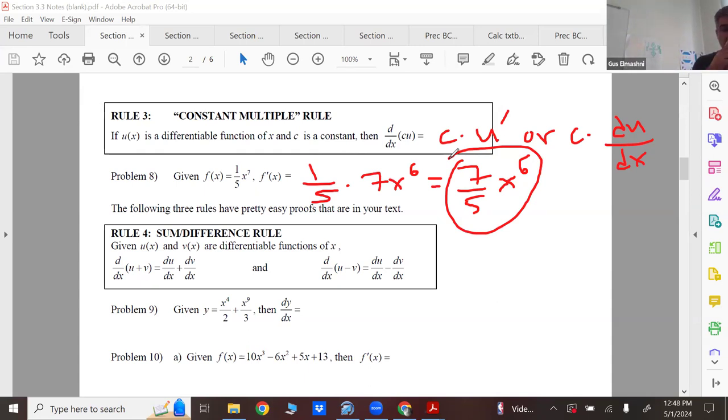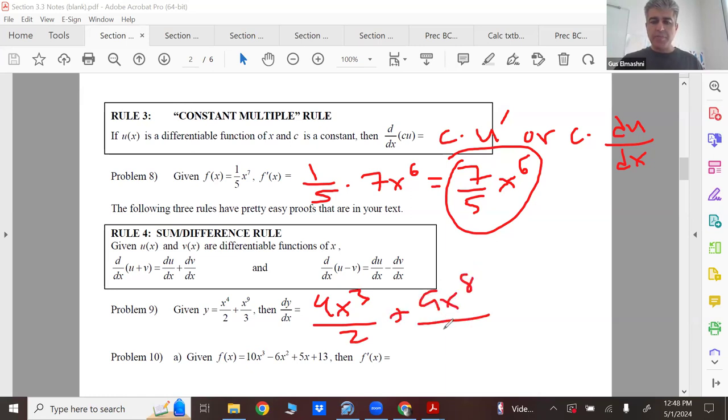Also, what if you're adding two functions or subtracting two functions? You want those derivatives. Just do them separately. 4x cubed over 2 plus 9x⁸ over 3. Do simplify if you can. 2x cubed plus 3x⁸.